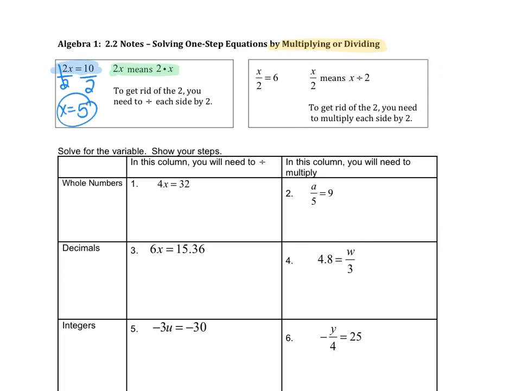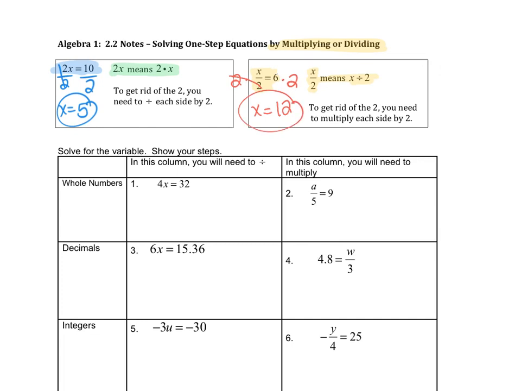And then if you look at your other example, we have x over 2 is equal to 6. It's important to note that x over 2 is the same thing as x divided by 2. So the opposite of dividing is multiplying. In order to get rid of the 2 and solve for the variable, we're going to have to multiply both sides by 2. It gets rid of it, and you get x equals, what is 6 times 2? 12. And that would be our final answer.